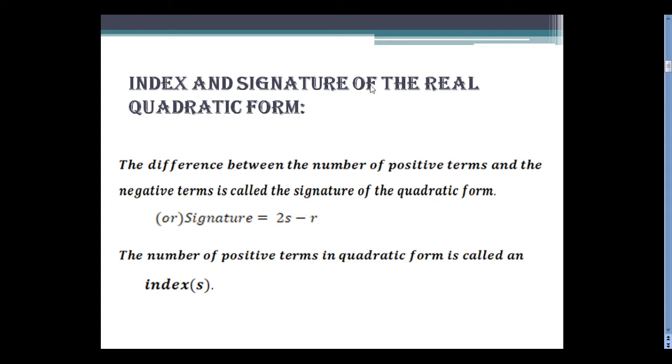How to find the index and signature of the quadratic form? The difference between the number of positive terms and negative terms is called the signature of the quadratic form. In another way, we write the formula 2s minus r, where s is the index, which is the number of positive terms in the quadratic form, and r is the rank of the matrix.